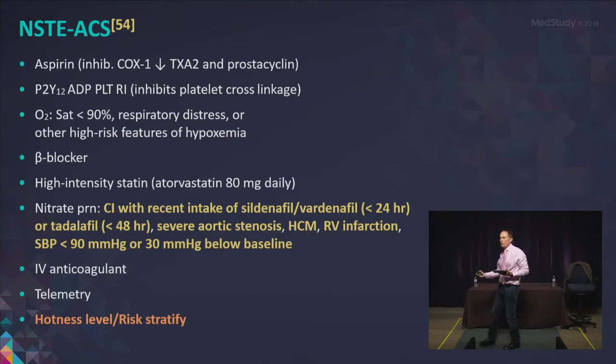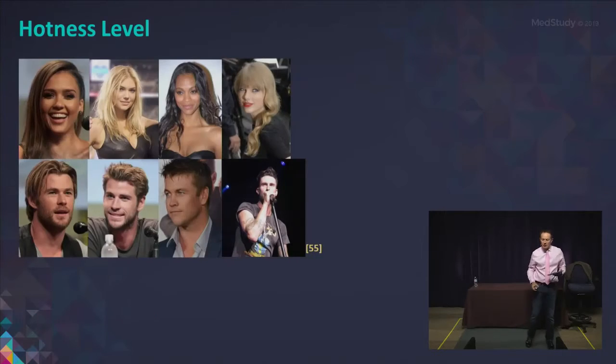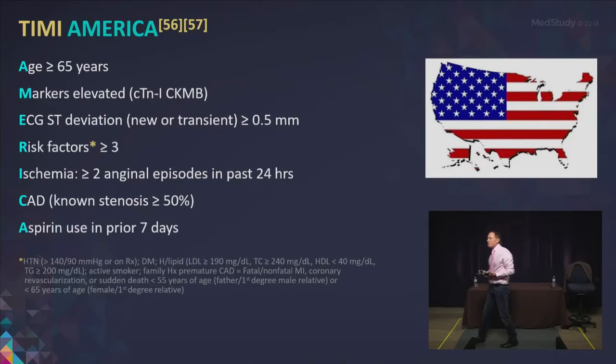And then we want to give everyone an IV anticoagulant, and then telemetry, and as I said before, the hotness level. And I'm not talking about, are they like Jessica, Taylor, or the Hemsworth brothers, or Adam, in terms of hotness. I'm talking about TIMI, the TIMI risk score.